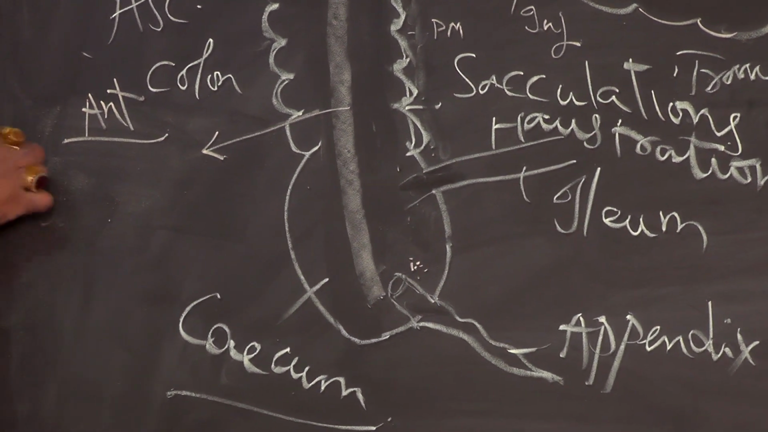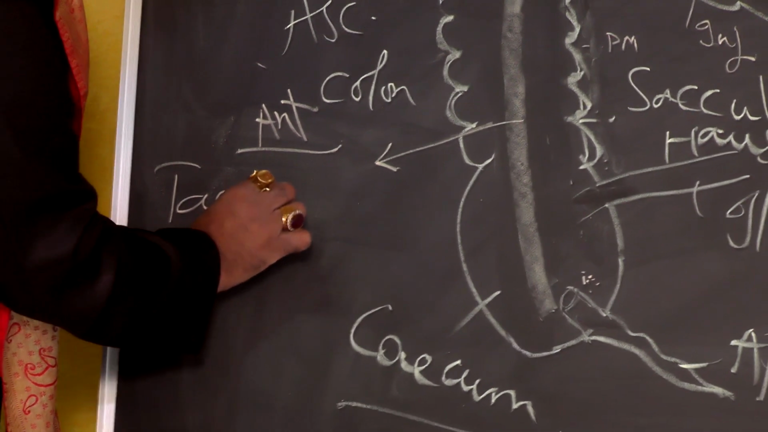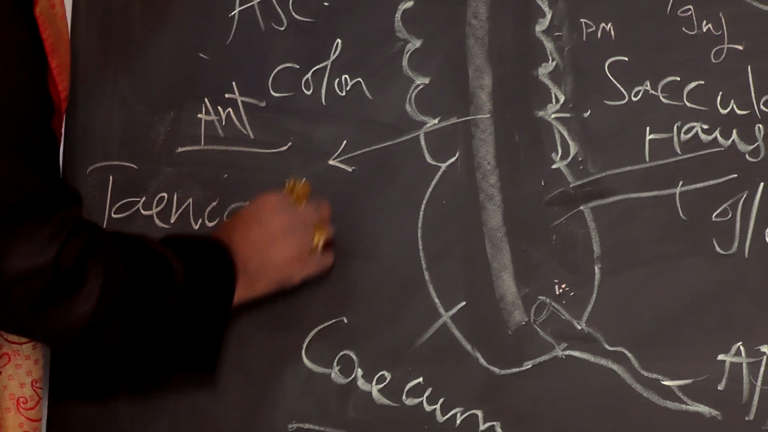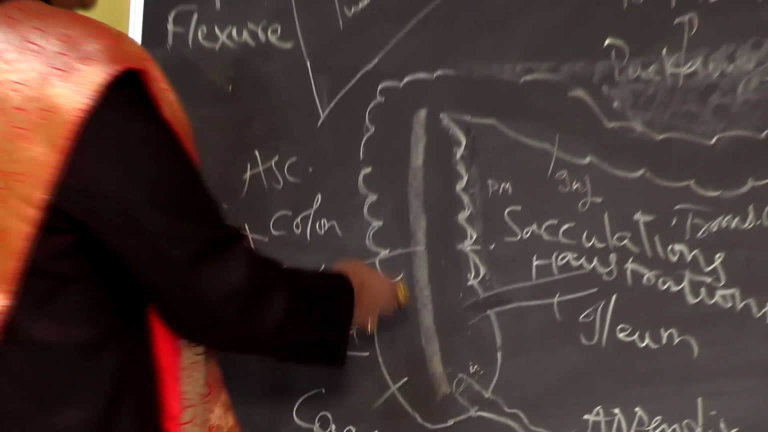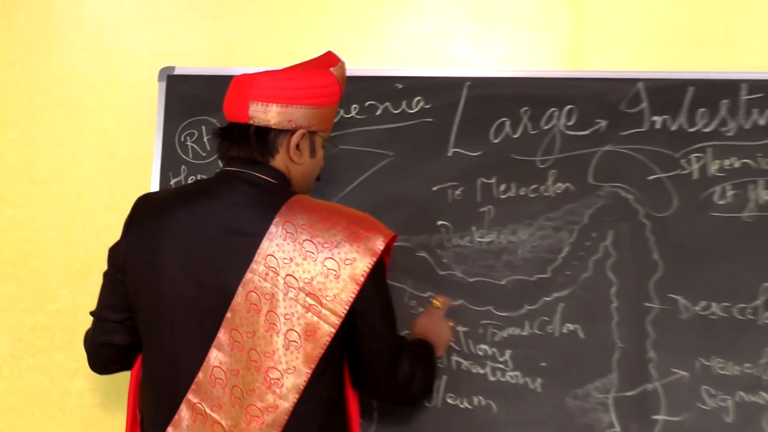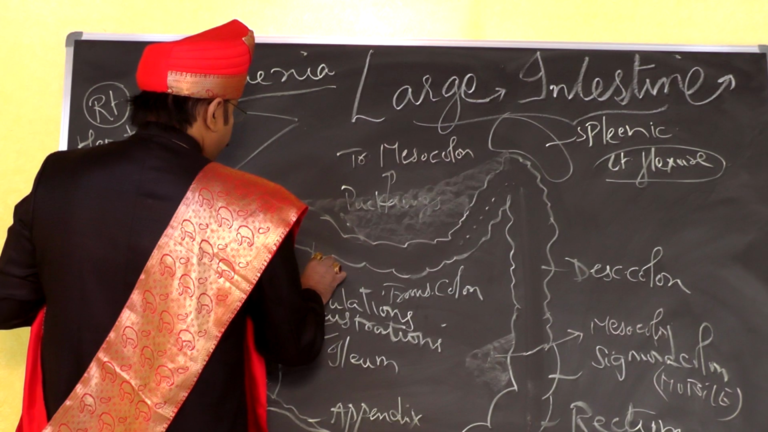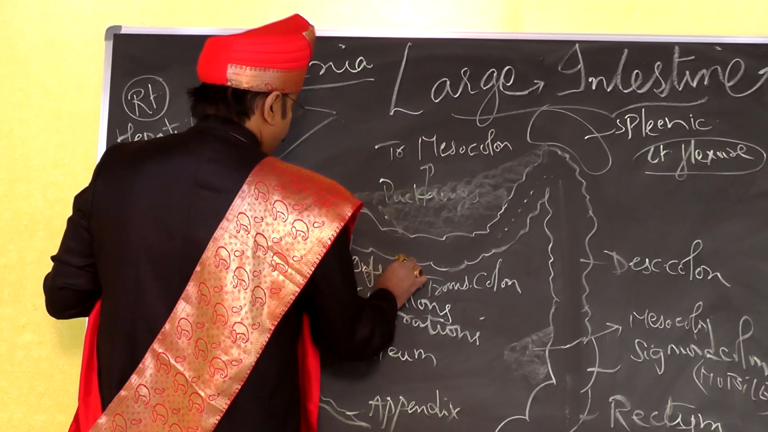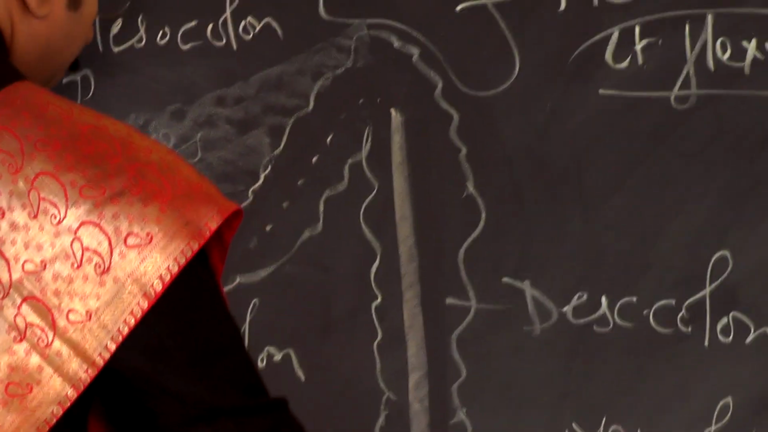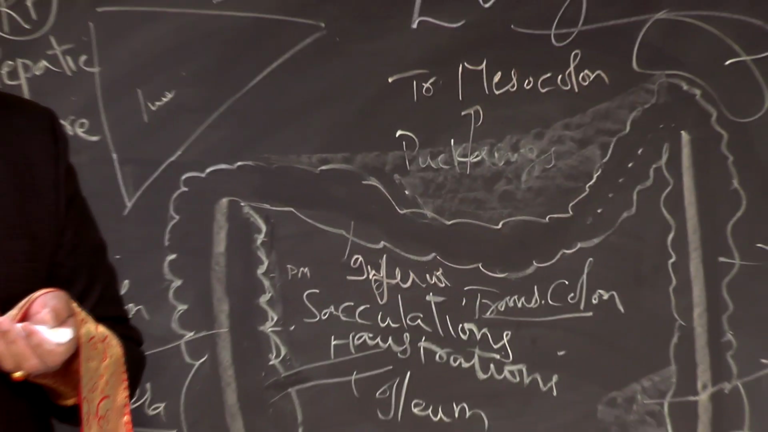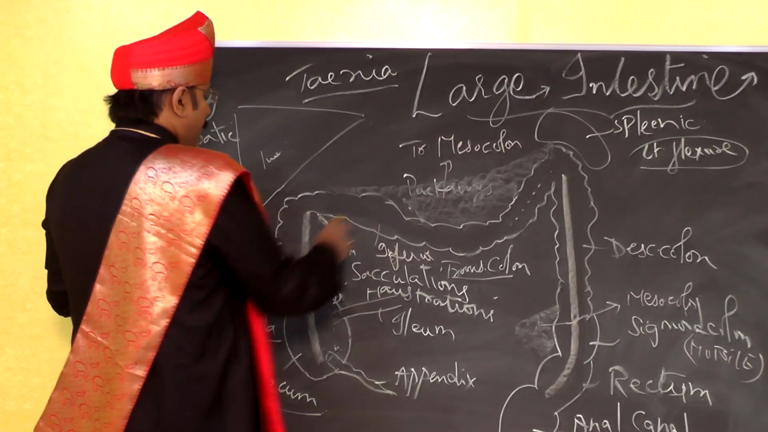And what is that called? That is called teniae libera. This teniae libera, in the region of the transverse colon, becomes inferior. Again, in the region of the descending colon, it becomes anterior. In the region of the descending colon and sigmoid colon, up to the rectum, it is anterior. Only in the region of the transverse colon does it become inferior.